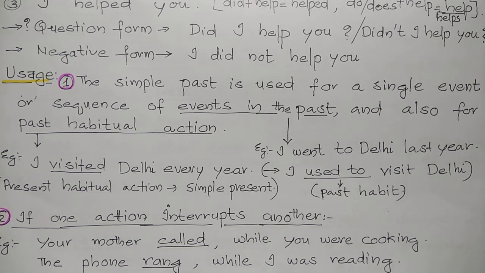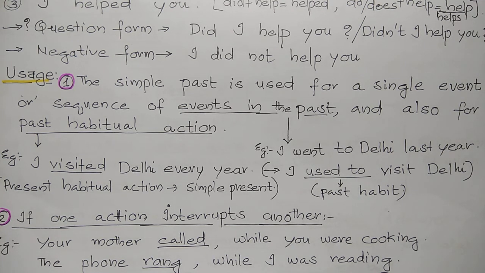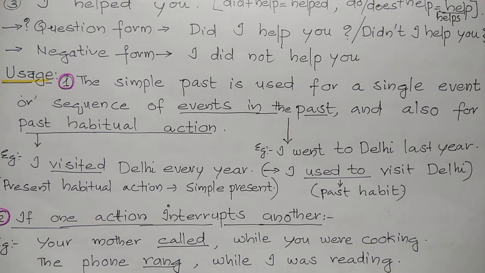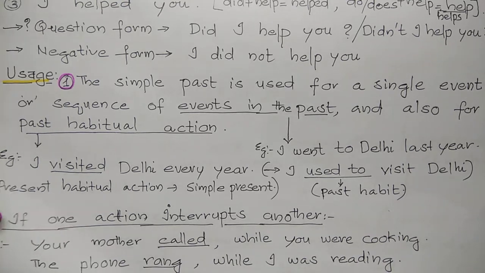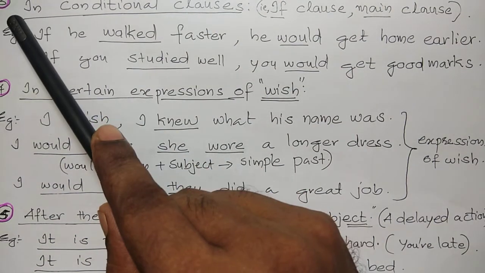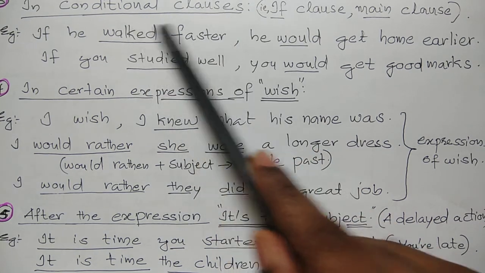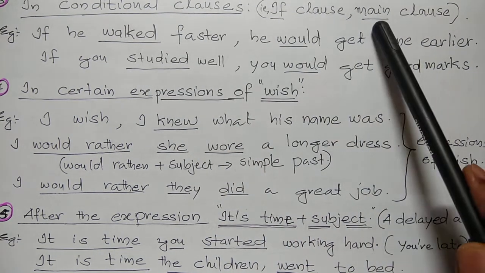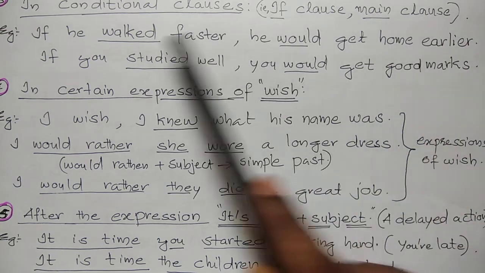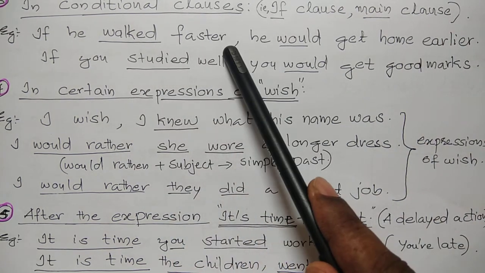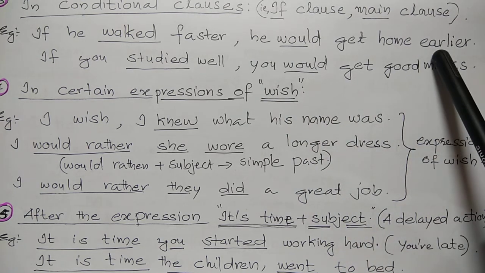The phone rang while I was reading. While I was reading, it's a progressive action. And the phone rang, it's in simple past. Rang is the V2 form of ring. Third usage: in conditional clauses. Conditional clauses means if clause and main clause. See the example. If he walked faster, he would get home earlier.